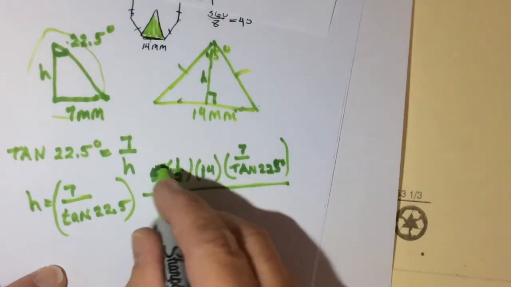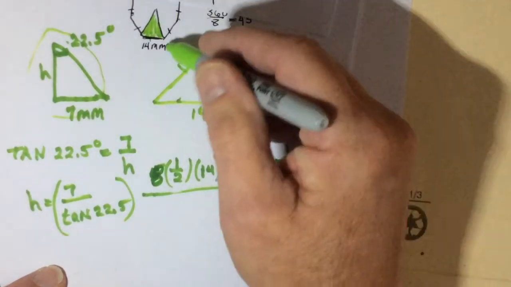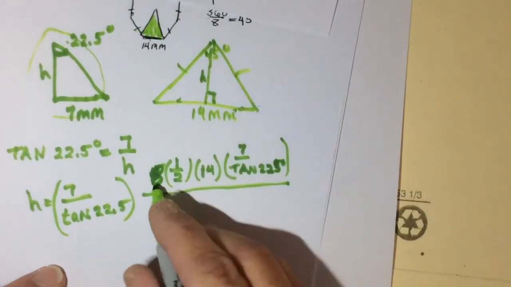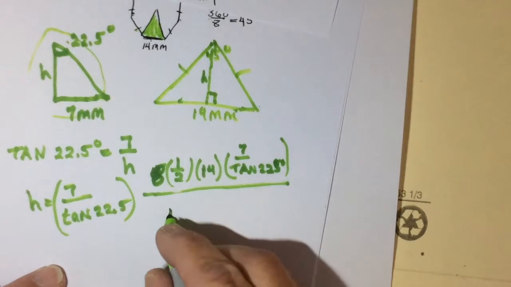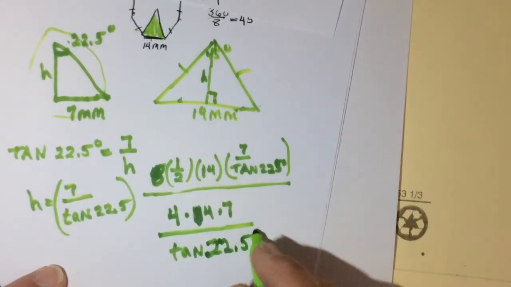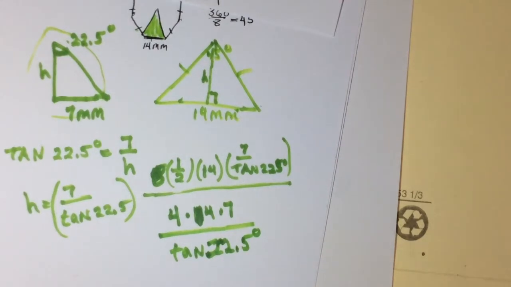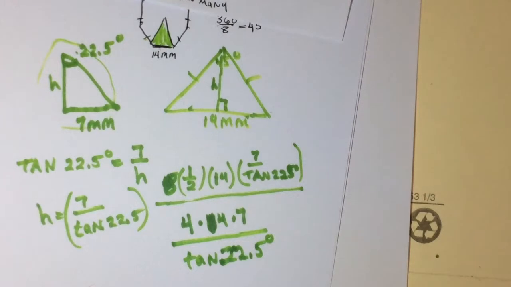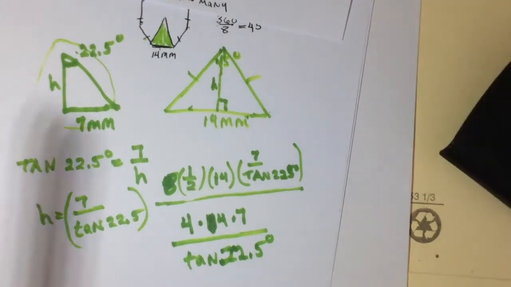Actually, there are 8 sides. It's an octagon. Pentagon was the first thing we did. This one's an octagon. There are 8 sides. So 8 times 1/2 is 4, times 14, times 7, divided by the tangent of 22.5 degrees. This is something that you can do with a calculator quickly and easily.